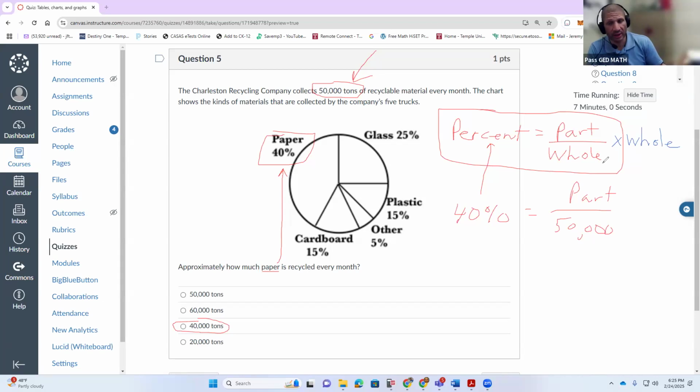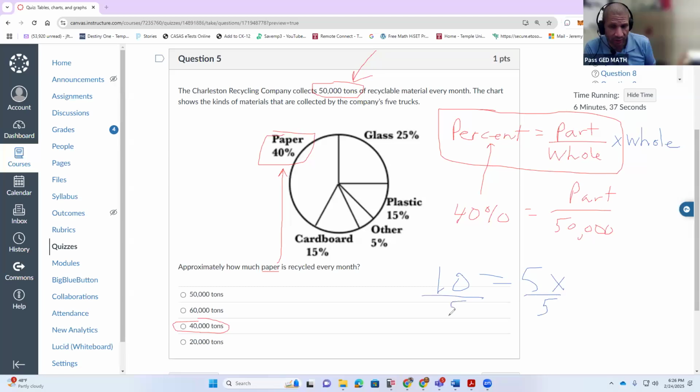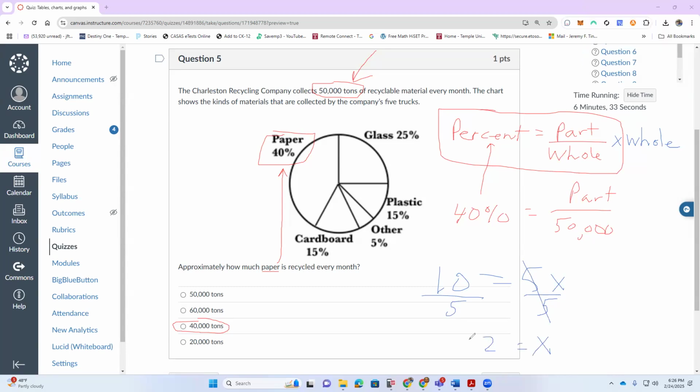Look at the equation. You're trying to remember what the answer is, and you're not asking yourself the basic algebraic principles. For example, if I got 10 equals 5x, how do I get x by itself? I need to get rid of this 5. The opposite of multiplying by 5 is dividing by 5. Whatever I do to one side, I do on the other. The 5's cancel. I got x equals 2.